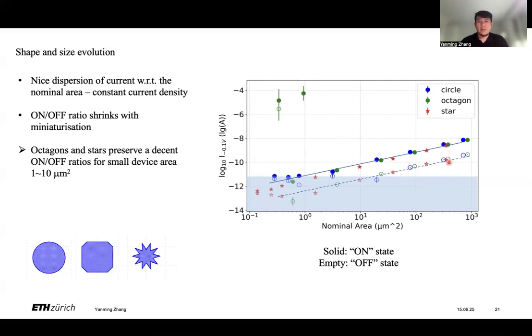What we could find is, for very large devices, the dispersion of data points is very linear. However, the on/off ratio, which is the separation between the two lines, drops while scaling down. Compared with the circles, whose on/off ratio is not very good for small devices, stars and some octagons still show very decent on/off ratio while scaling down. So we're wondering if there's something to do with electrical field distribution. To further study this, we design more measurements.